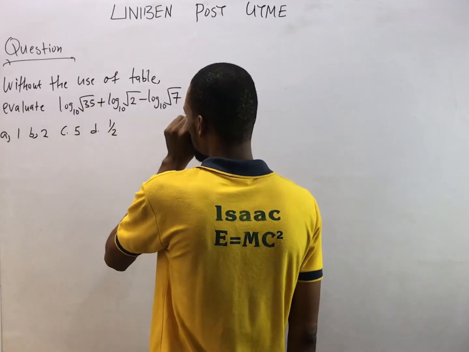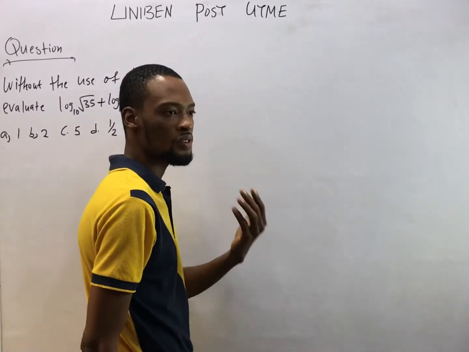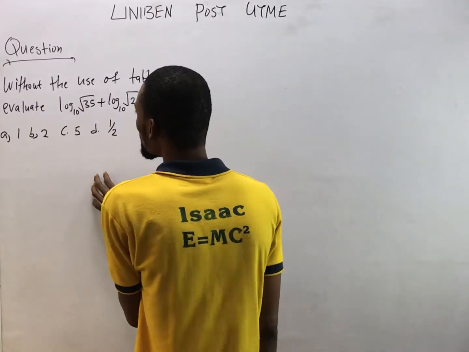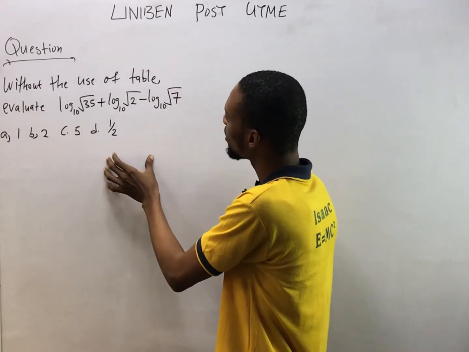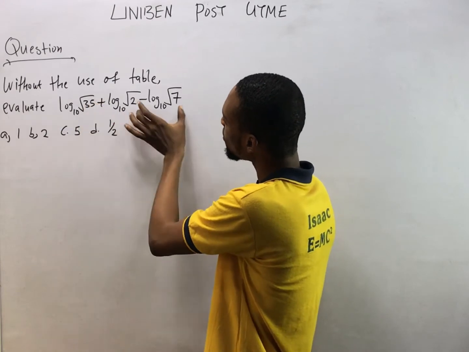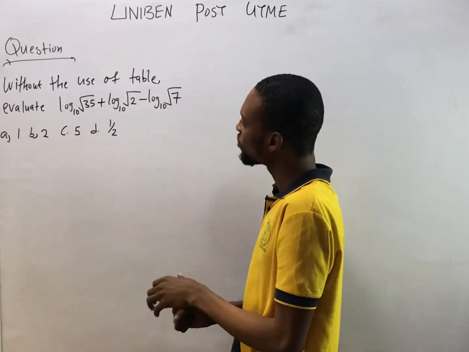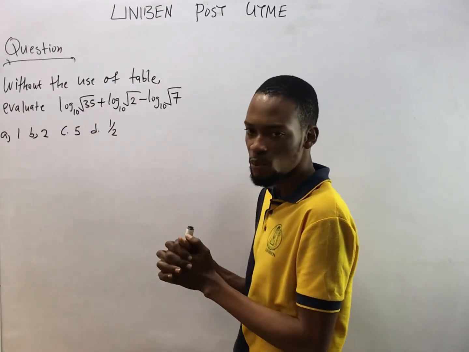Log this plus this plus this. We are solving without the use of table. So what we'll do is to simplify, to break it down. Let's see whether we can manipulate to get something that can eliminate 2 or 7, or let's see what we can remove to make stuff simpler.